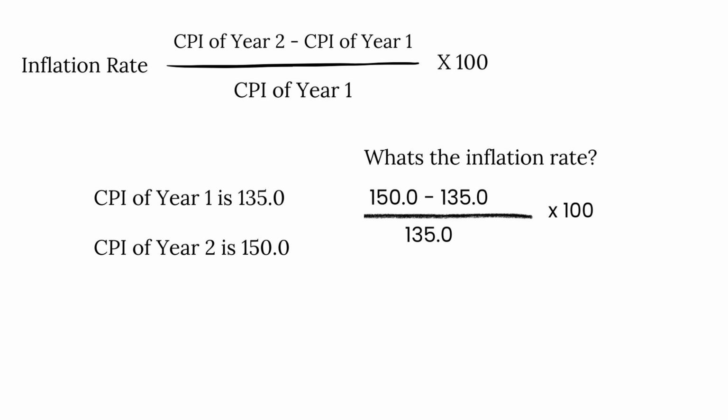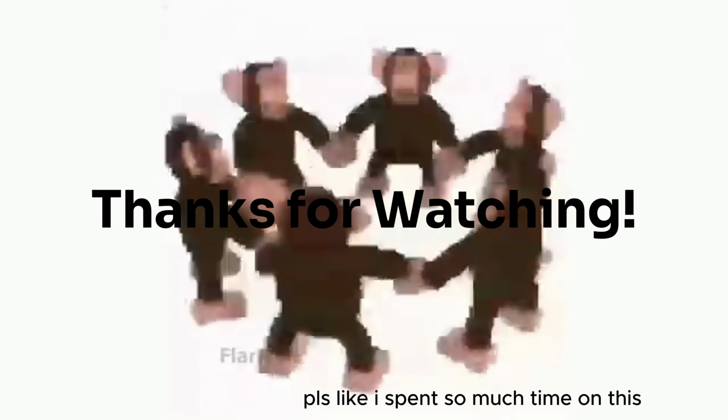Imagine if the CPI of year 1 was 135 and the CPI of year 2 was 150. What would the inflation rate be? By subtracting 135 from 150 and dividing by 135 again, we'll get a total of 11% as the inflation rate.